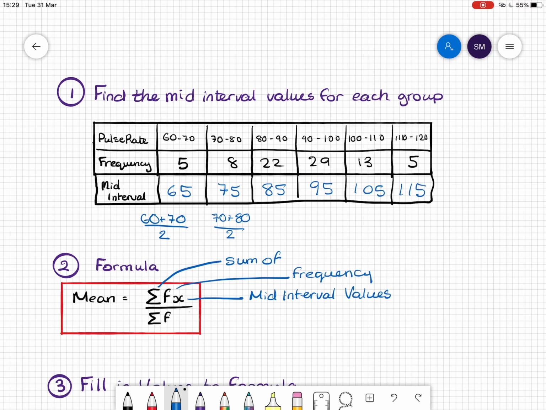Then on the bottom, it's divided by the sum of the frequencies. Okay, so the sum of the frequencies. So this is going to be the total of 5, 8, 22, 29, 13, and 5. The frequencies.